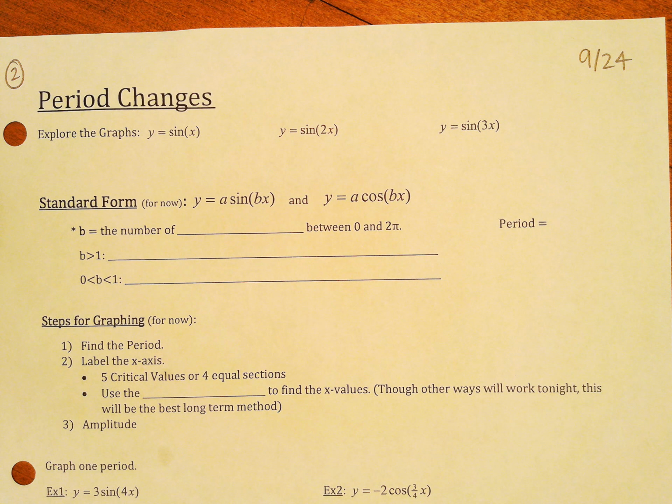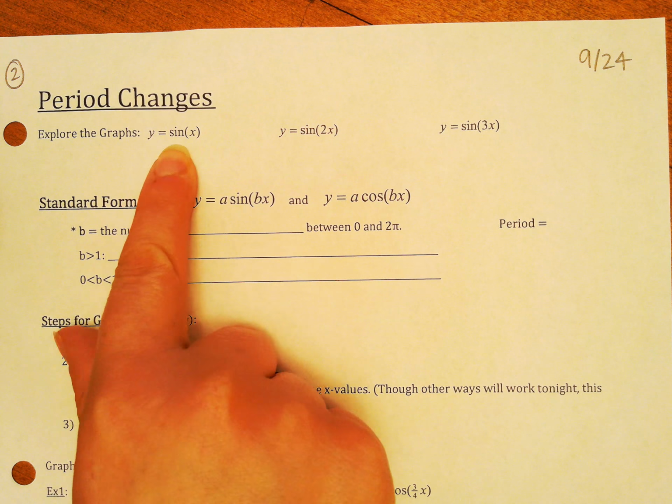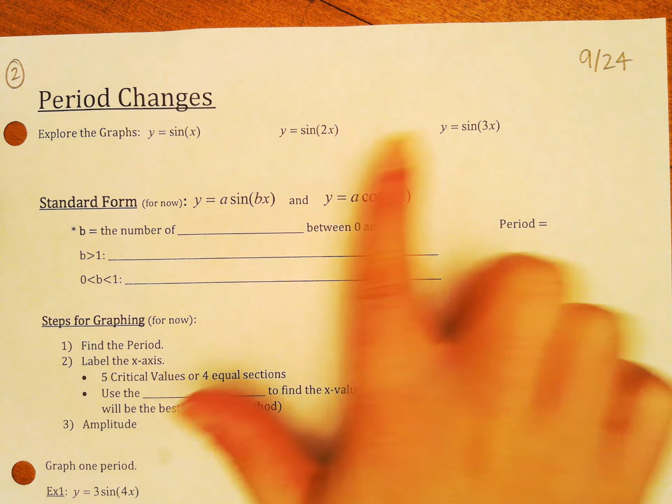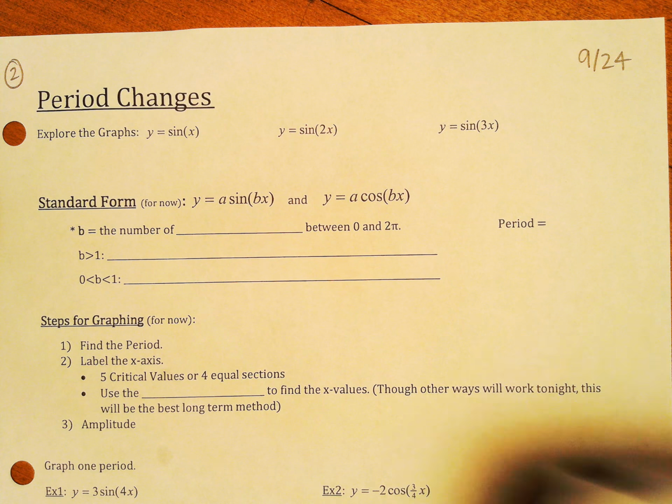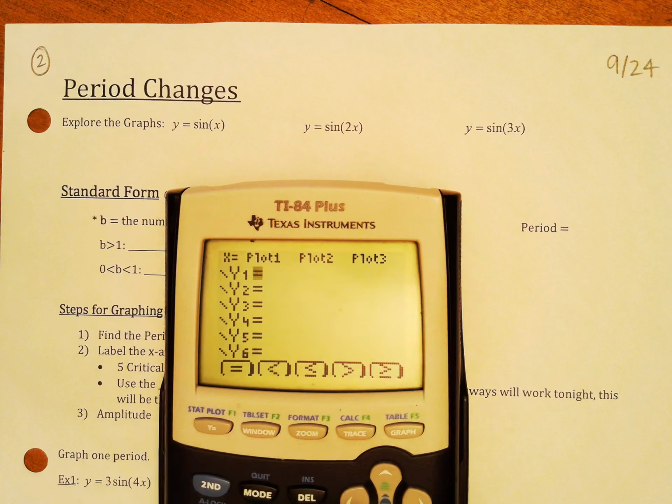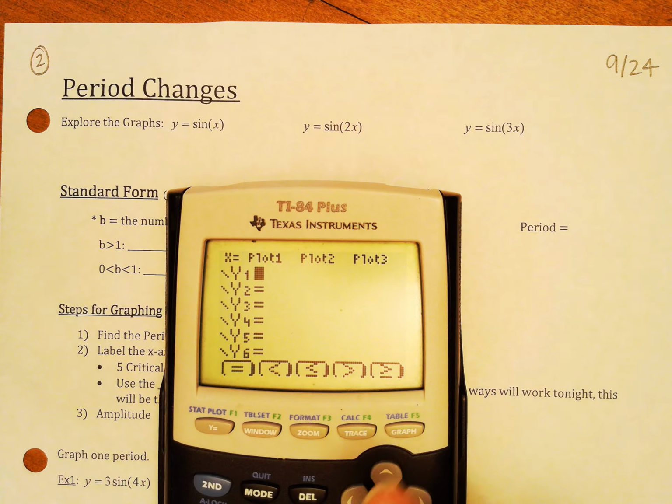We're going to look at a number, instead of outside, like 2 sine of x, it's the number on the inside and how that actually changes what it looks like. So to start out, let's graph. We're just going to look at the graph of sine of x again.